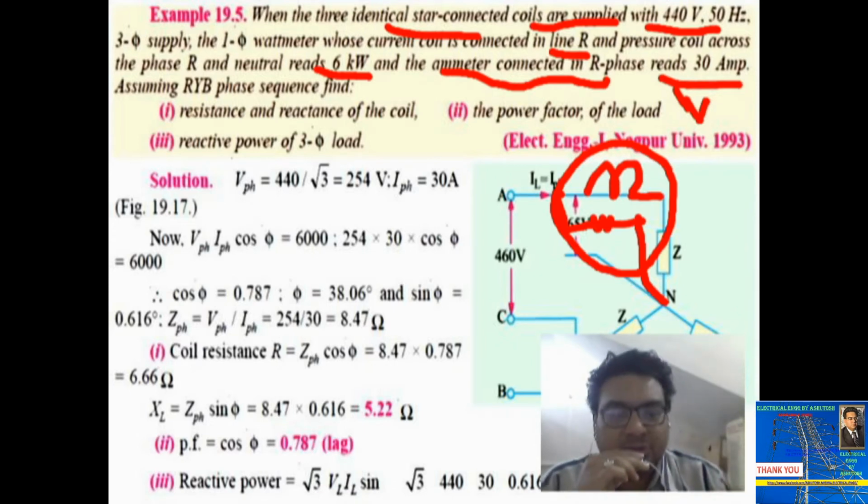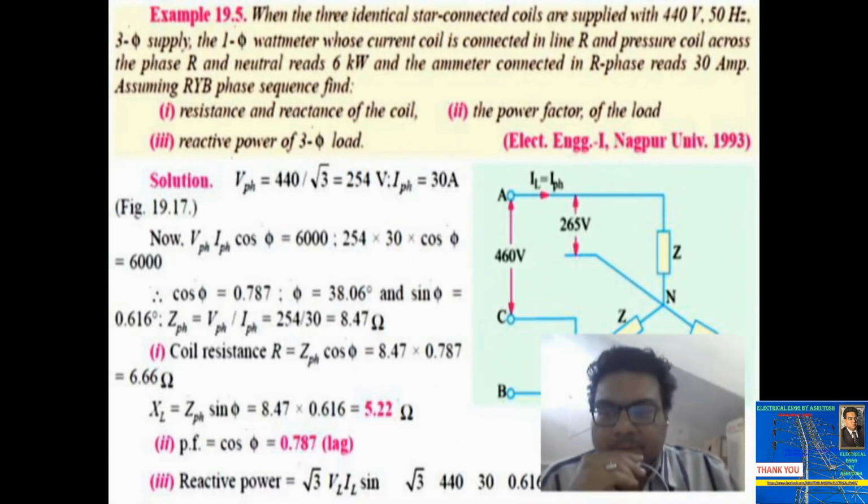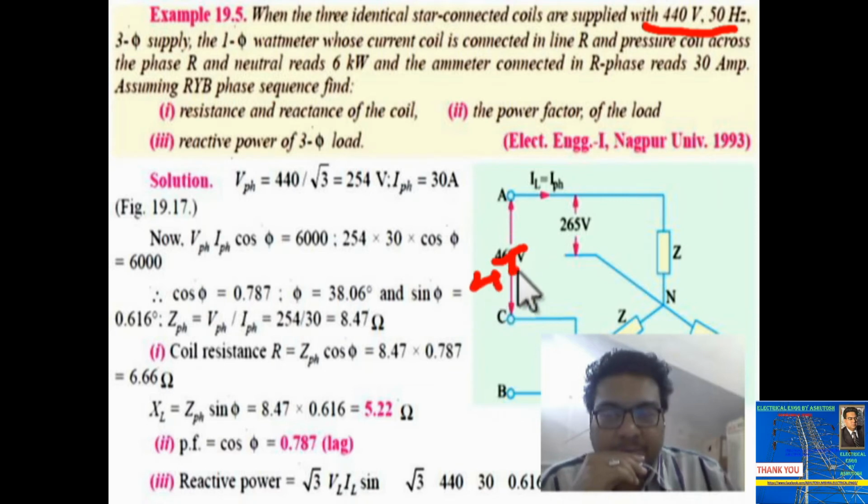So now let's solve the numerical. The given quantities are the 3-phase line voltage of 440 volt, 50 hertz frequency. So this is not 460 volt, this is 440 volt. That is the line voltage connected between these two lines A and C. The same voltage will appear across B and C, C and B, and B and A.